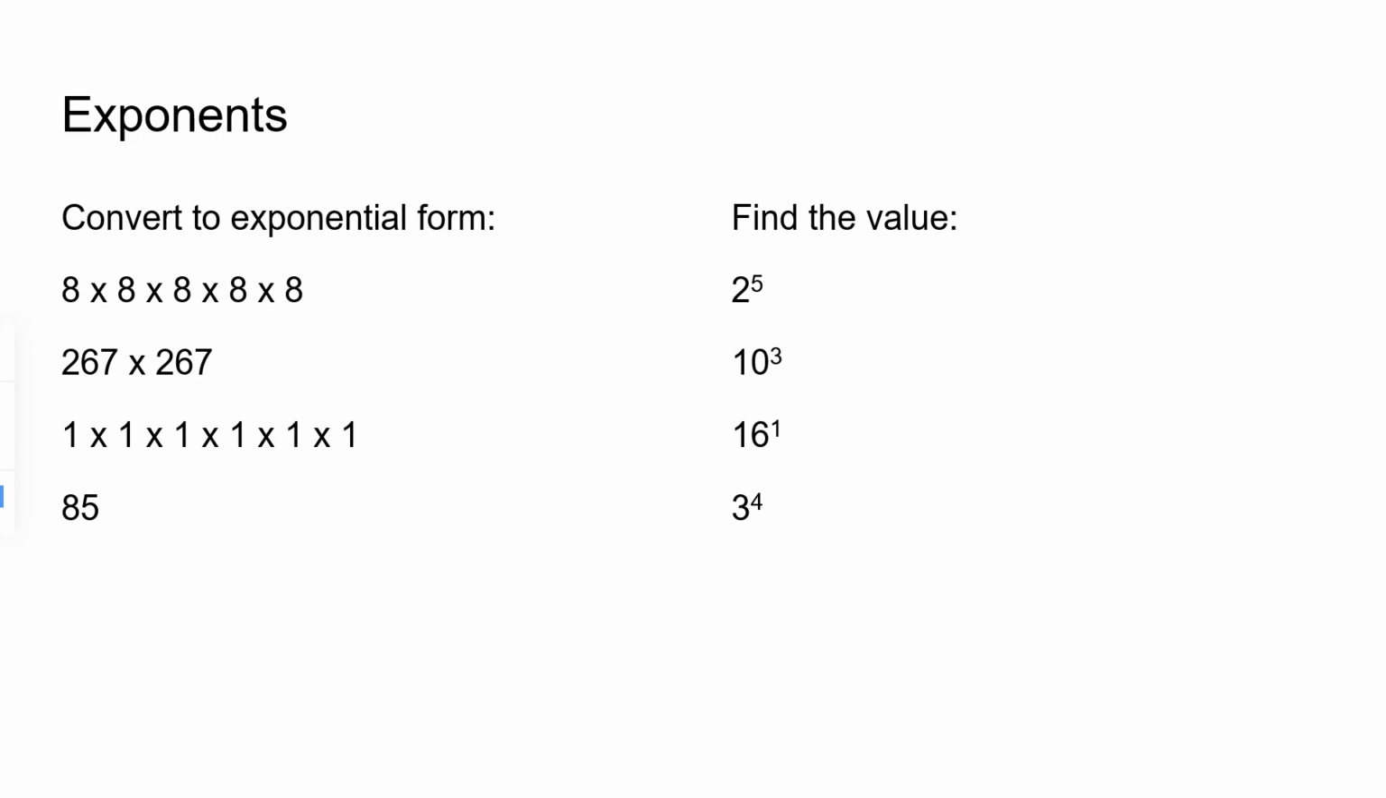So if we were to convert these numbers to exponential form, they're all the same number. And when you multiply a number by itself, you just add how many times you've multiplied it by itself. So in exponential form, this is 1, 2, 3, 4, 5. So 8 to the 5th. This is 267 to the 2nd because we've multiplied it by itself. And then we have 1, 2, 3, 4, 5, 6. So this is 1 to the 6th. And 85. 85 is just 85, and there's only one of them.